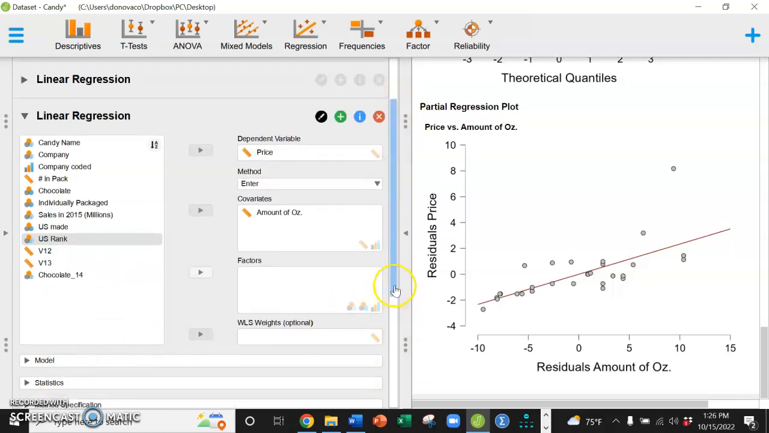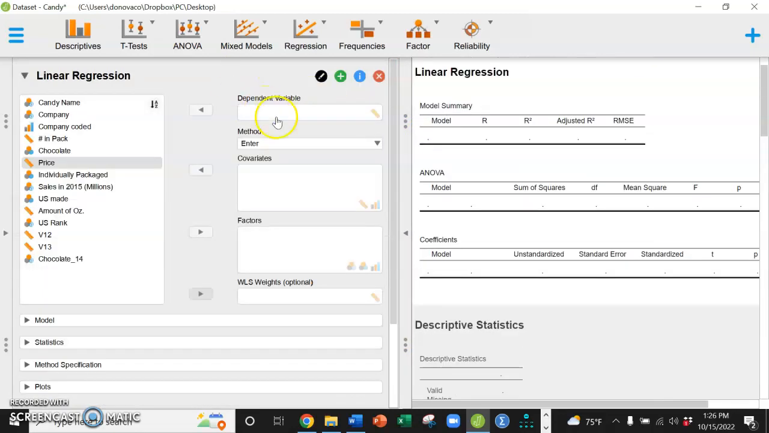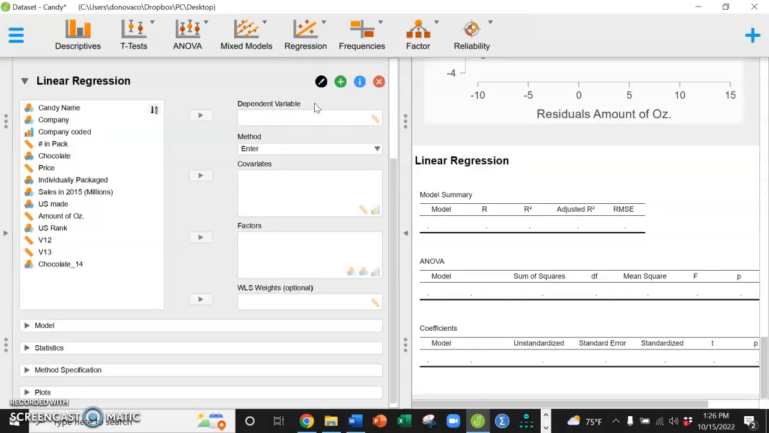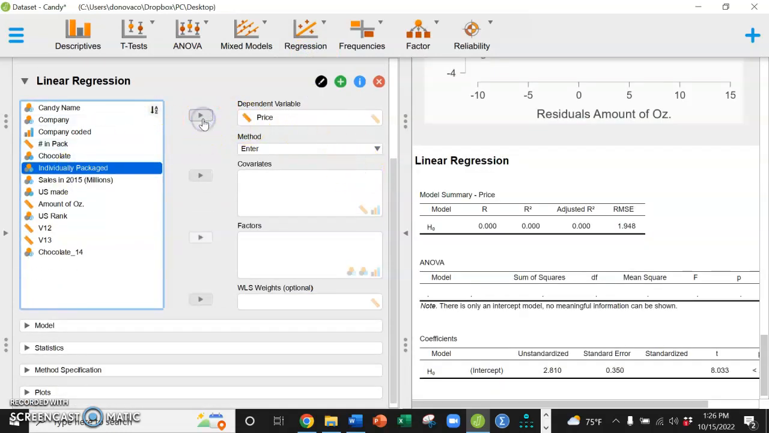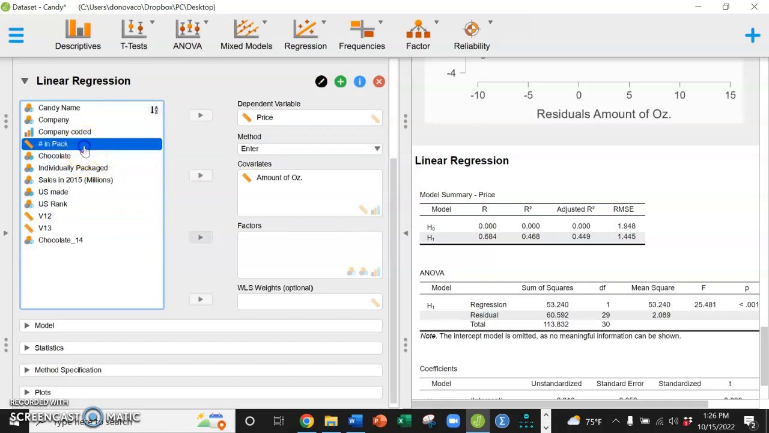When I get into multiple regression, I'm just going to go right back up here to where I was. I'm going to put in my price. Sorry, let's start over. Okay, I'm going to do price. And this time I'm going to do ounces and how many are in the pack. So I'm just going to do 2 predictors trying to predict price.